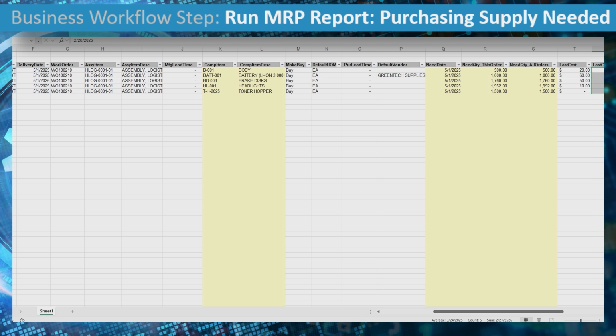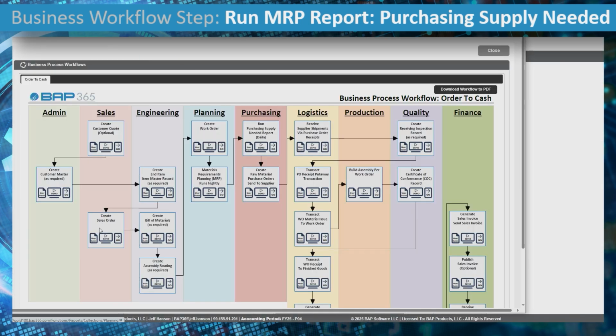Let's pull up our flow chart. So we entered our sales order. Engineering created the bill of materials. They created the assembly routing. Your planning department or production created the work order. MRP ran overnight, right? And then we got to this step of run the purchasing supply needed report. So that's what we're looking at in this step.